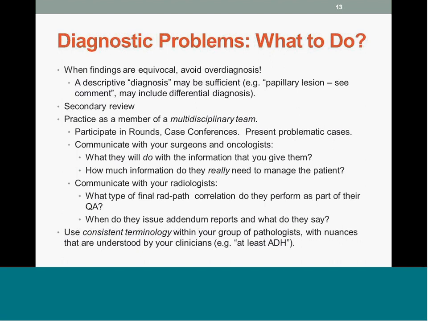One of my favorite terminologies is to say "at least ADH," or "at least" something. ADH is the common one, and my radiologists or my surgeons know that when I'm saying that, there's going to be a high possibility of an upgrade to a DCIS type case.